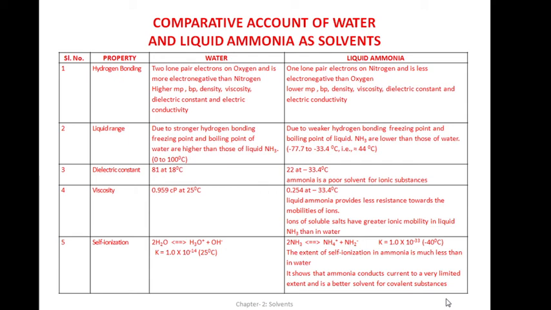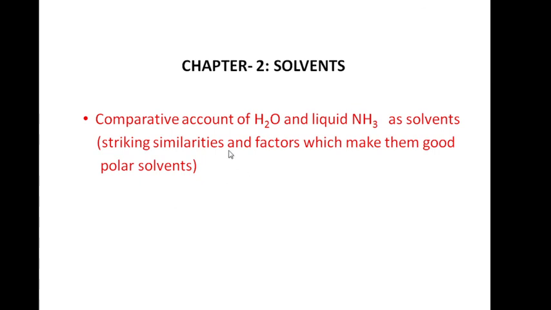So these are the comparative accounts of water and liquid ammonia as solvents. Both of them are good for ionic compounds, but water is better than ammonia. Whereas for covalent compounds, ammonia is a better solvent compared to water because of these various aspects which we have discussed. We have so far discussed hydrogen bonding, liquid range, dielectric constant, viscosity, and self-ionization. So we have completed the comparative account of water and liquid ammonia as solvents.